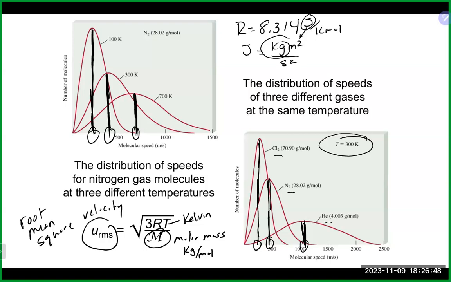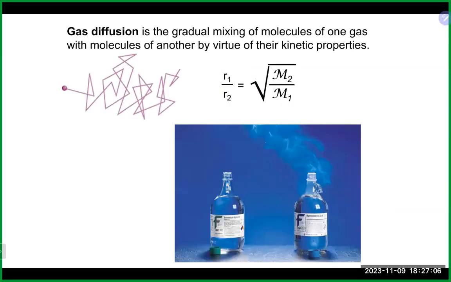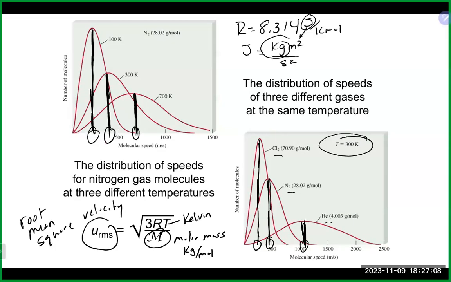The good news about the R is it's the same number. It doesn't really matter the units, but the number is the same. So really, it's the molar mass that has to be converted. So you could actually calculate the root mean square velocity of any of those gases by using this formula. So why don't we look at those two that we did?